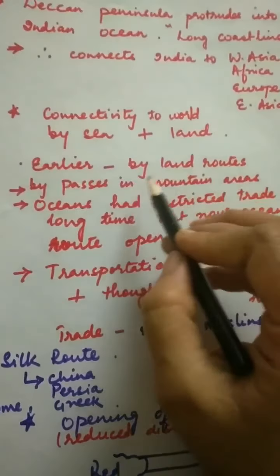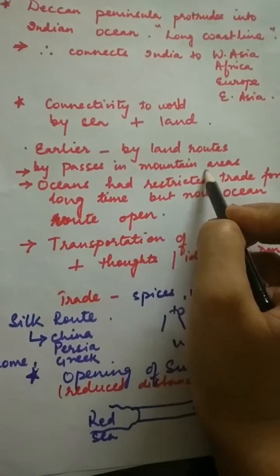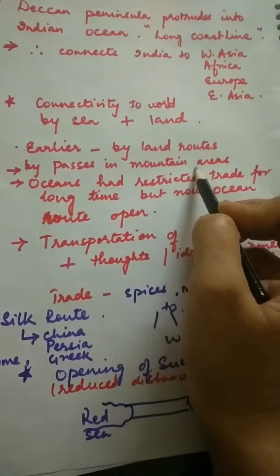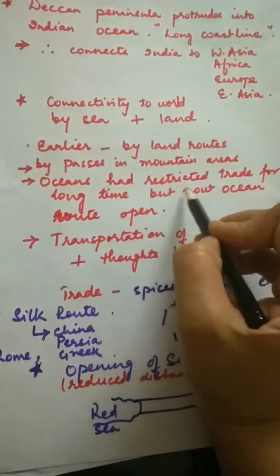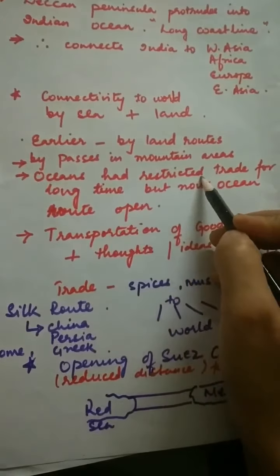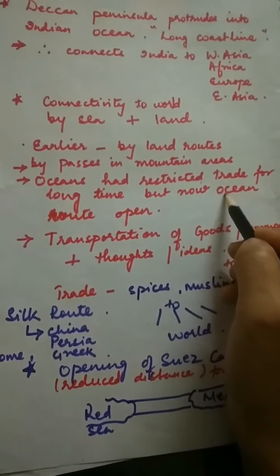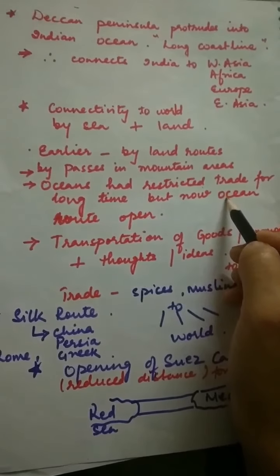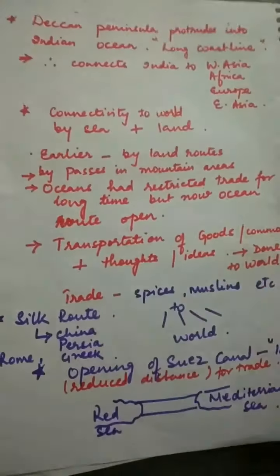There were passes present in the mountain areas, and people used to move through these passes only to travel. They used to use these passes because the ocean had restricted trade for a long time, but now since the ocean route has opened, we are having connectivity to the western part of the world with ocean routes also.